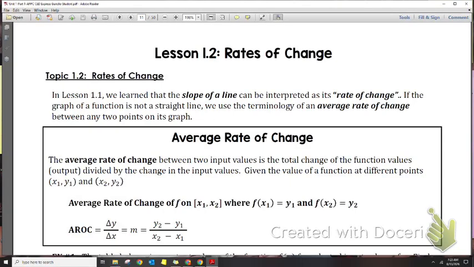Right, lesson 1.2 is rates of change. So in lesson 1.1, we learned that the slope of a line can be interpreted as its rate of change. If the graph of a function is not a straight line, we use the terminology of an average rate of change between any 2 points on its graph.